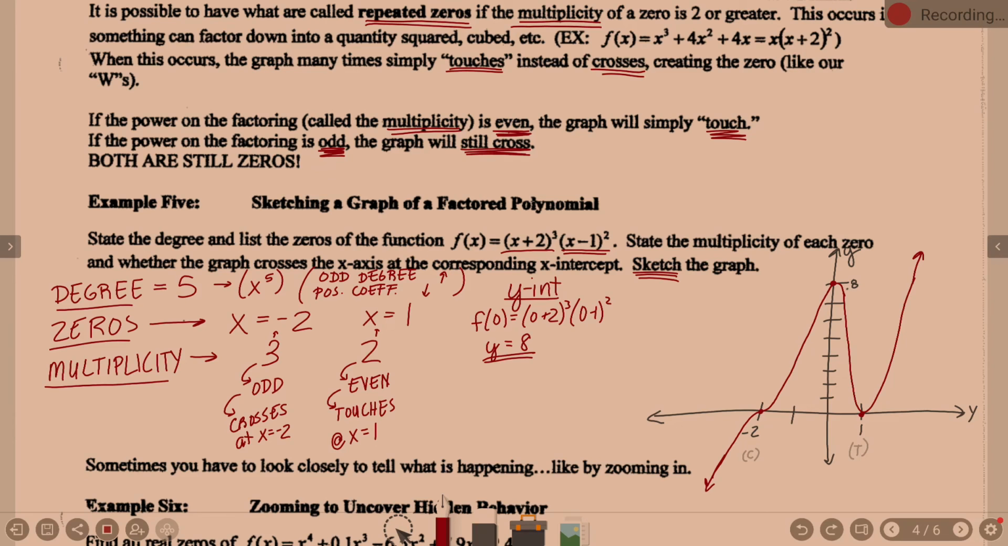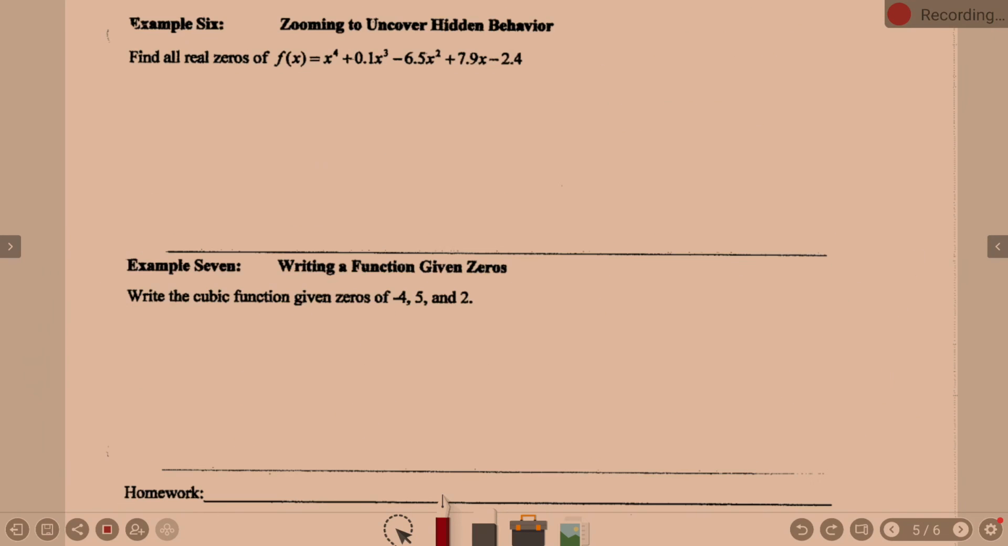Next one. We might actually finish these notes. We've got 2 left. Example 6. What does it say to do? Find all real zeros. Now, notice it says here, zooming to uncover hidden behavior. What are we hinting at here? We're graphing it, okay? This one in your notes or in your homework would say solve graphically. And when you solve graphically, what do you do? Plug it in the graph.